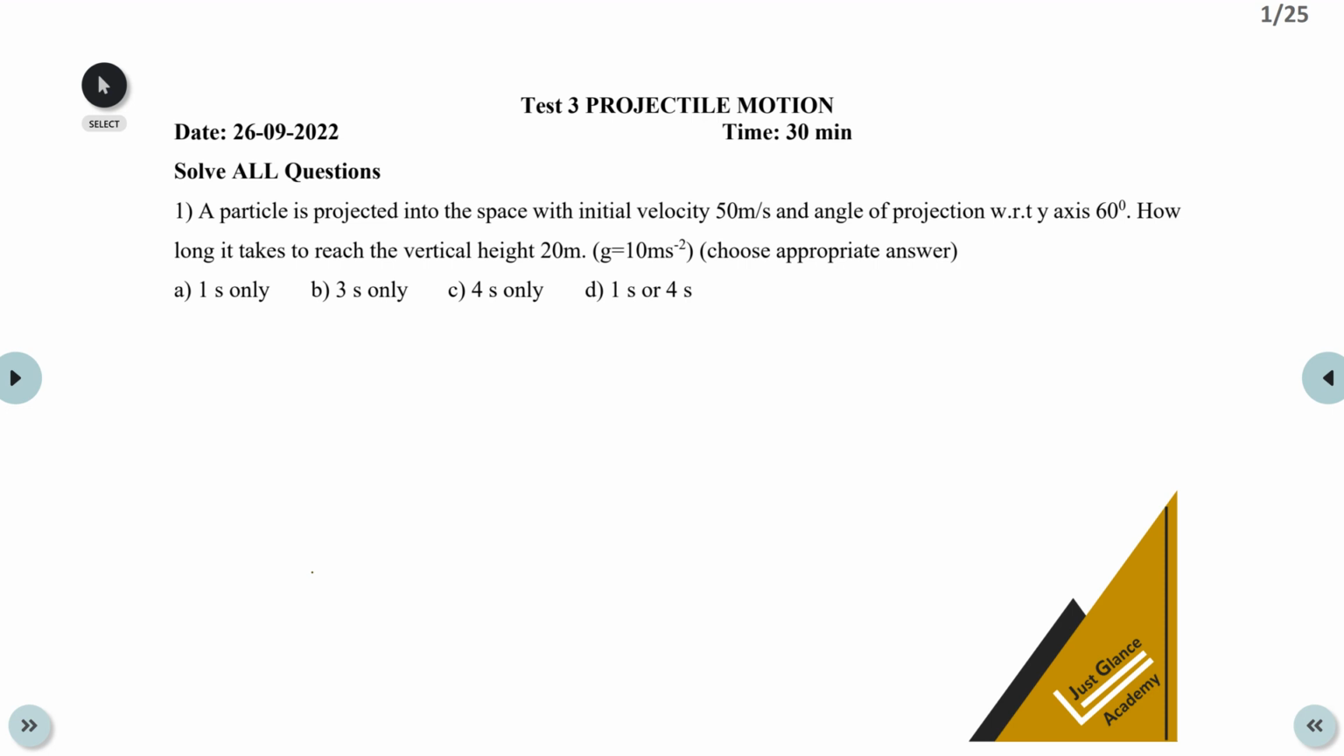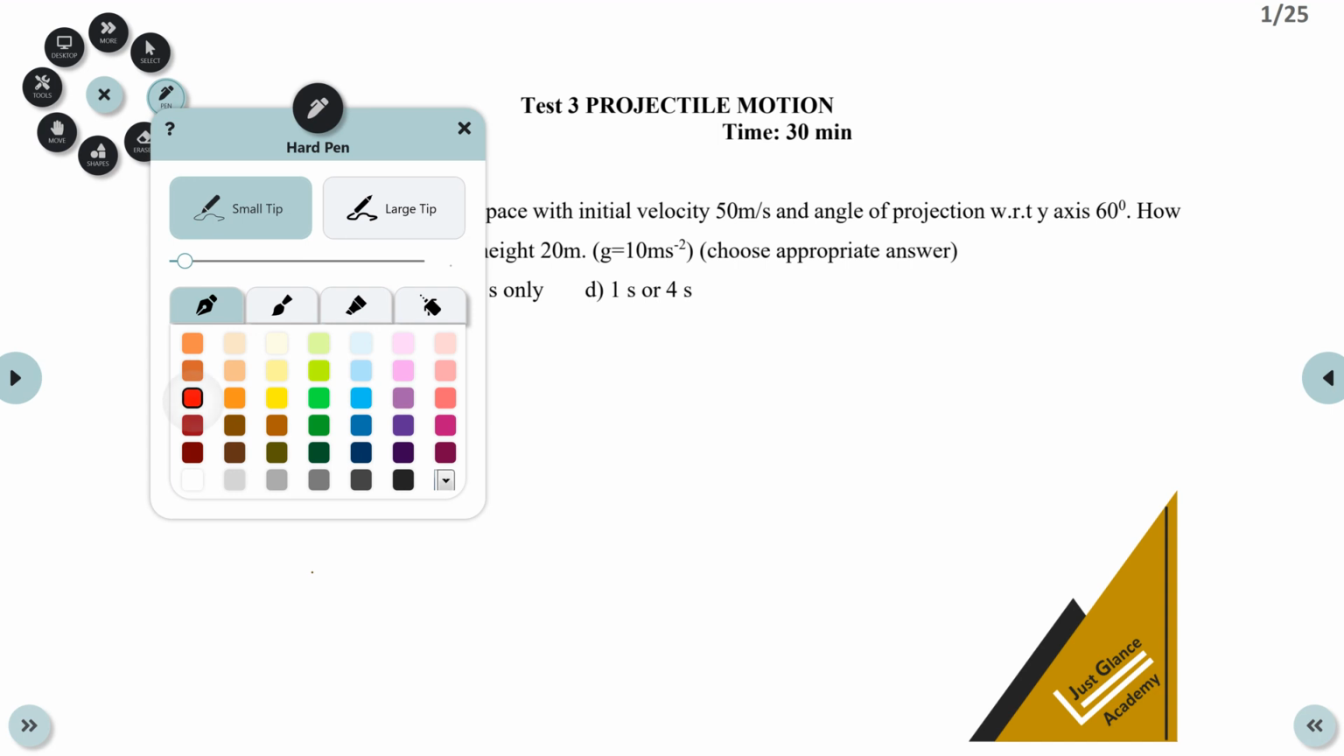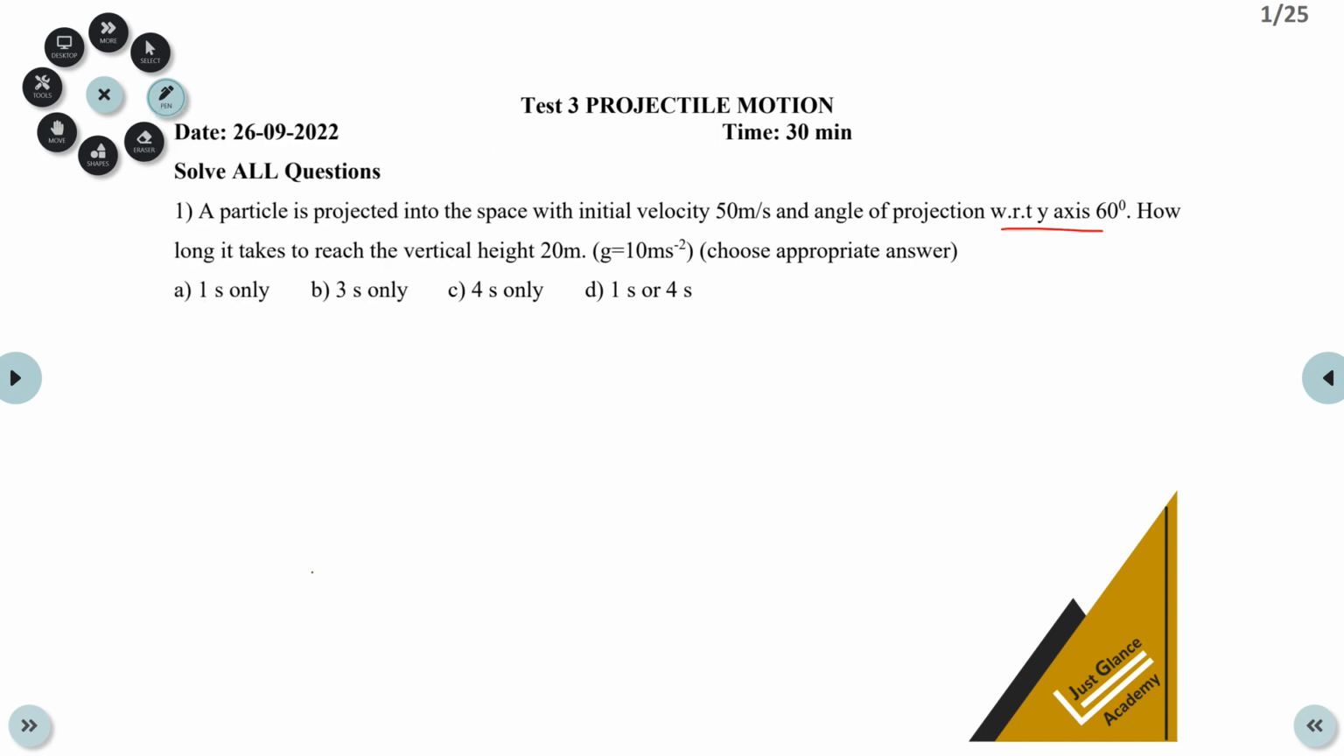First question. A particle is projected into space with initial velocity 50 meters per second, and the angle of projection with respect to the y-axis is 60 degrees. How long does it take to reach a vertical height of 20 meters? Now I have to select the appropriate answer.